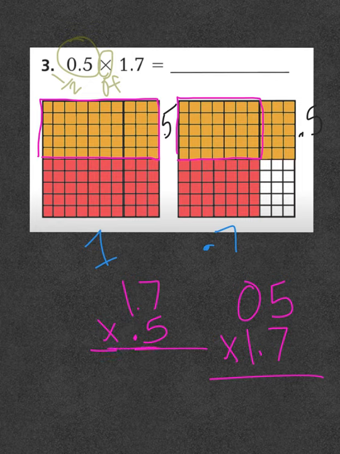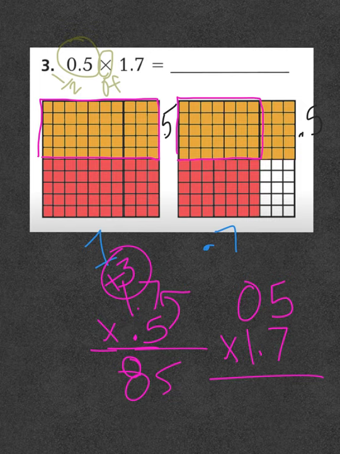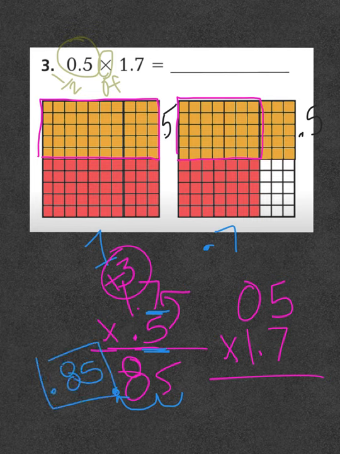Okay, and then we use standard algorithm, 5 times 7, which is 35. 5 times 1 is 5, plus our 3 gives us 8. And do you remember the next step would be to count the digits after the decimal to the right of them. I have 1 here and 1 here for a total of 2. So we'll take our number and we have to move the decimal to the left to make it smaller and drop it there. So my actual answer is 85 hundredths.